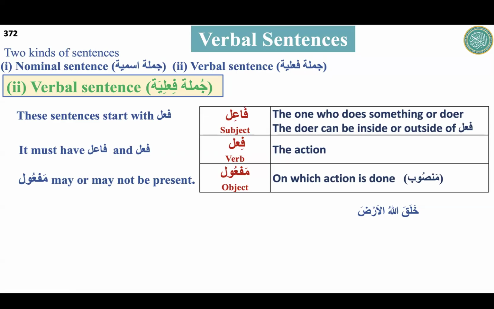Yes. So this is the best example here. We can see the verb. What is verb here? Khalaqa. What is fa'il? Fa'il is Allah. And what is maf'ul? Earth. And by the way, maf'ul status will always be in nasab, and fa'il will be in rafa. Okay, thank you.